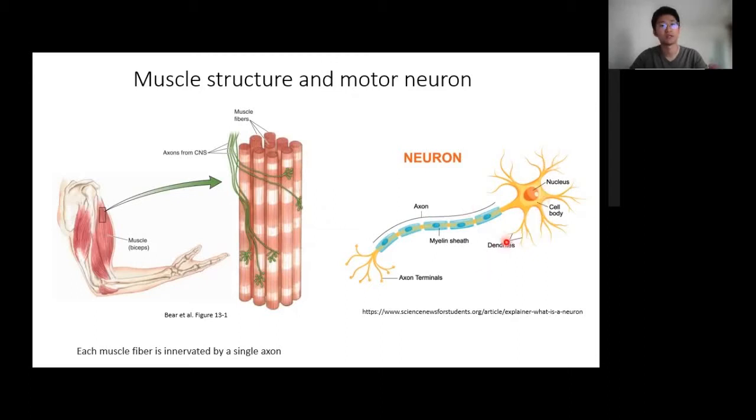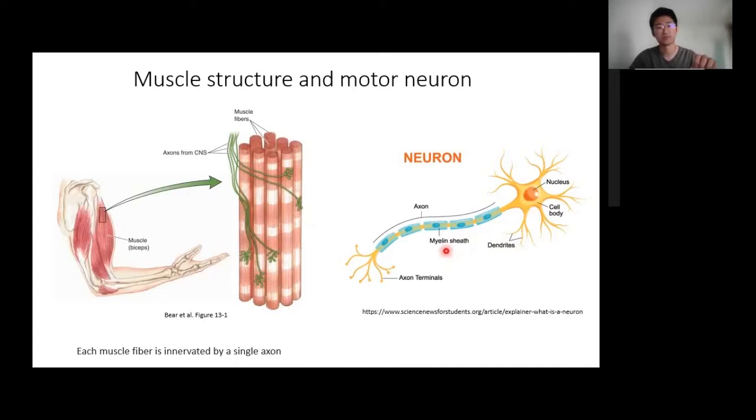So for one neuron, the part receiving inputs is the expanded dendrites. It's like a tree with branches. So it receives input from the surrounding neurons. And the center of the neuron is the cell body. The transmission of the signals is through the axon. Usually, a motor neuron has very long axons. And these axons are wrapped in a material called the myelin sheath. The function of this myelin sheath is to accelerate the conduction speed along axons.